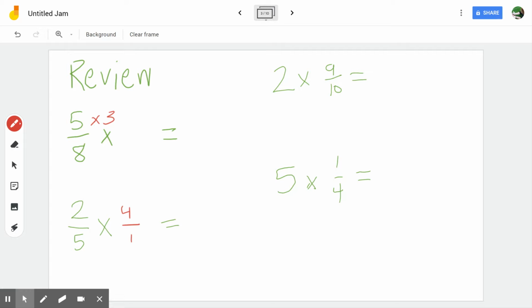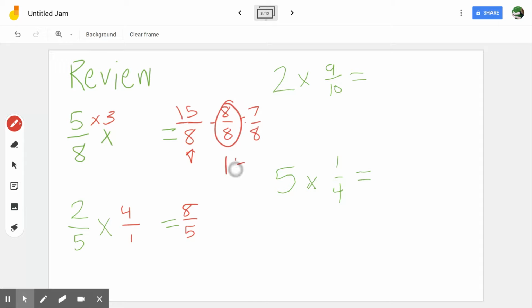5 times 3 is 15, and the denominator is 8. 2 times 4 is 8. 5 times 1 is 5. Now, you'll notice both of those are improper fractions. So what you can do is subtract a whole. Remember, a whole is going to be a numerator and denominator that are the same. They should be the same denominator that you're working with. So 8. 15 minus 8 is 7. Hopefully you got that. And then our denominator stays the same. So it's 1 and 7/8.